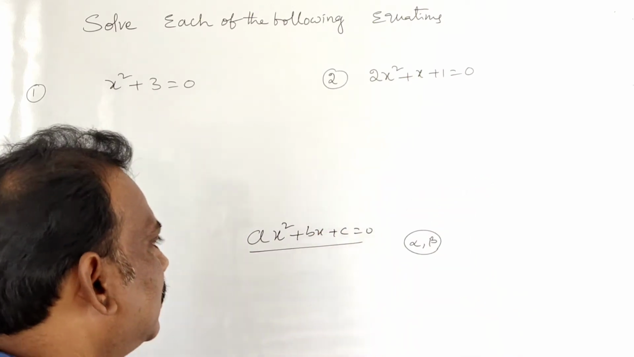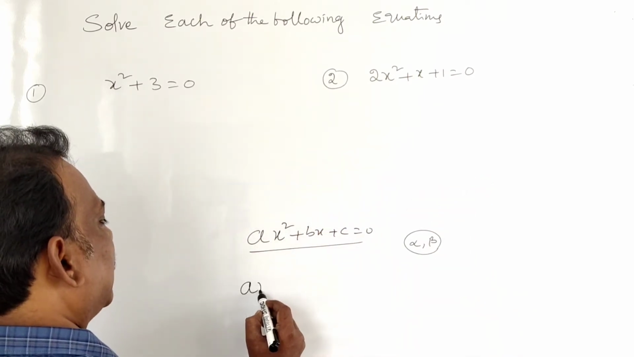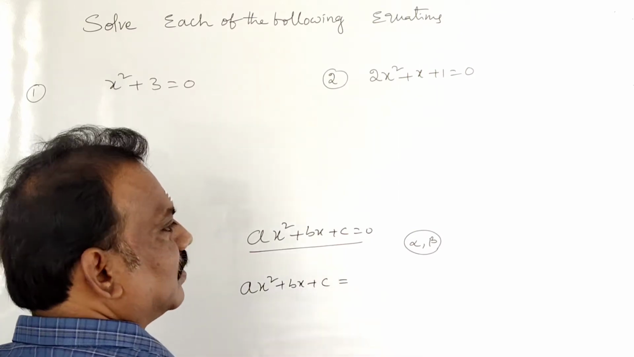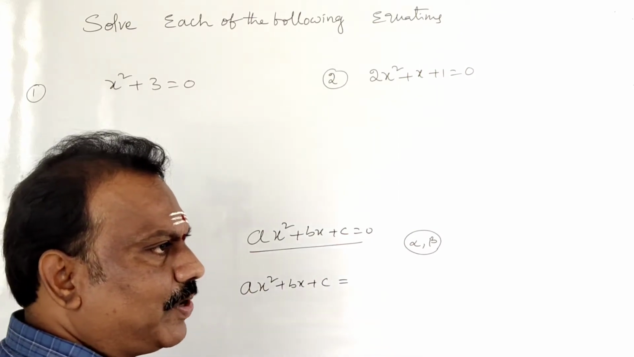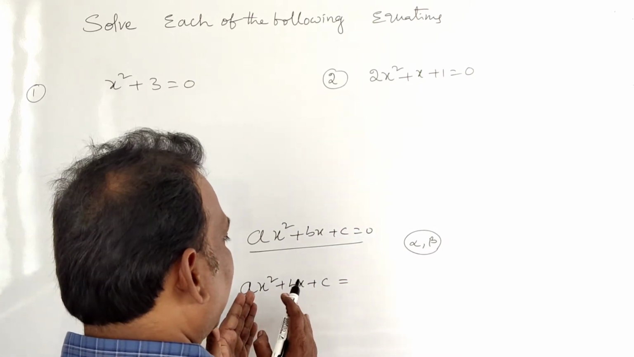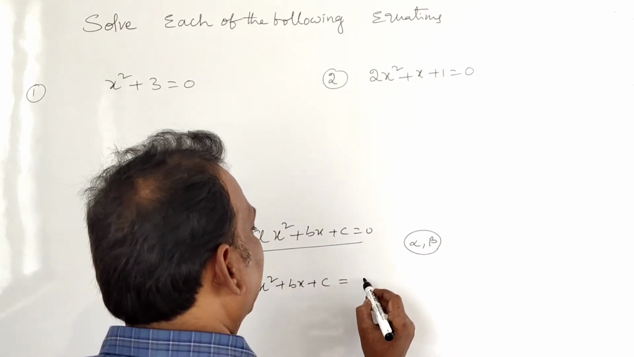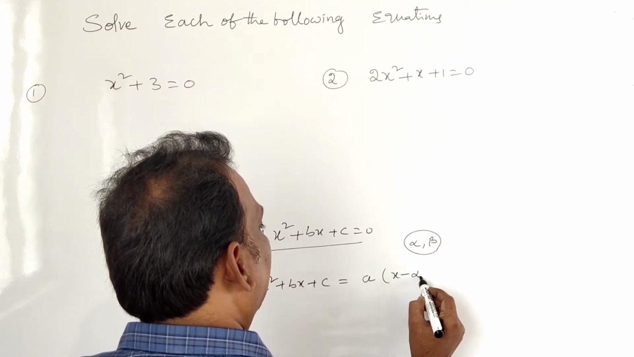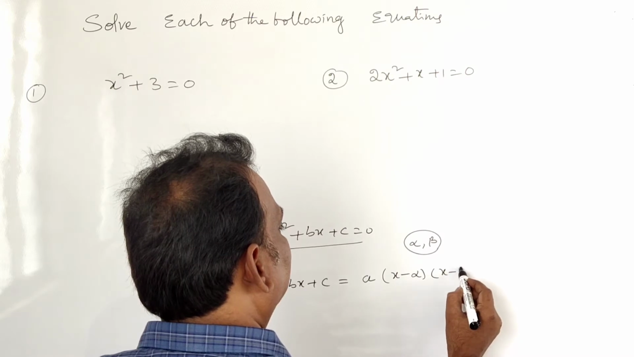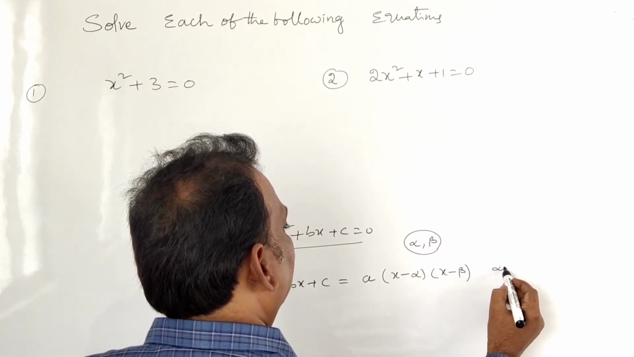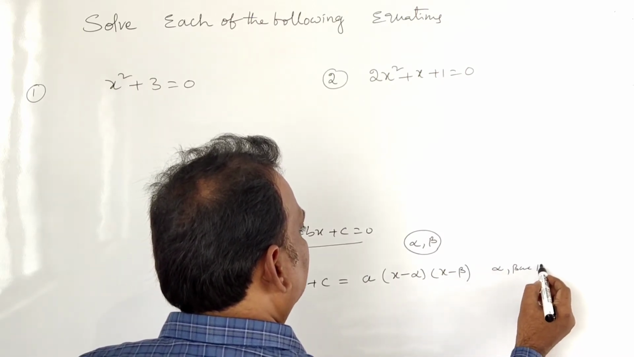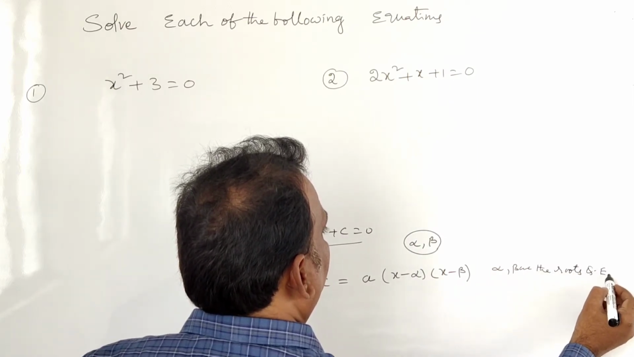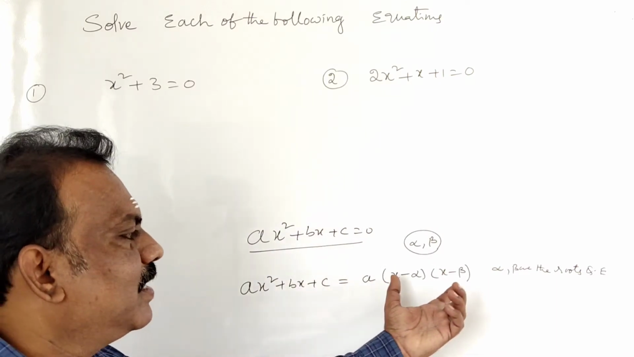Very simple, students. Let me take ax square plus bx plus c. This is always used in higher classes. That means in PUC onwards, whenever ax square plus bx plus c is given, it is taken as a into x minus alpha into x minus beta, where alpha, beta are the roots of the quadratic equation. This is the formula. How will you get this?